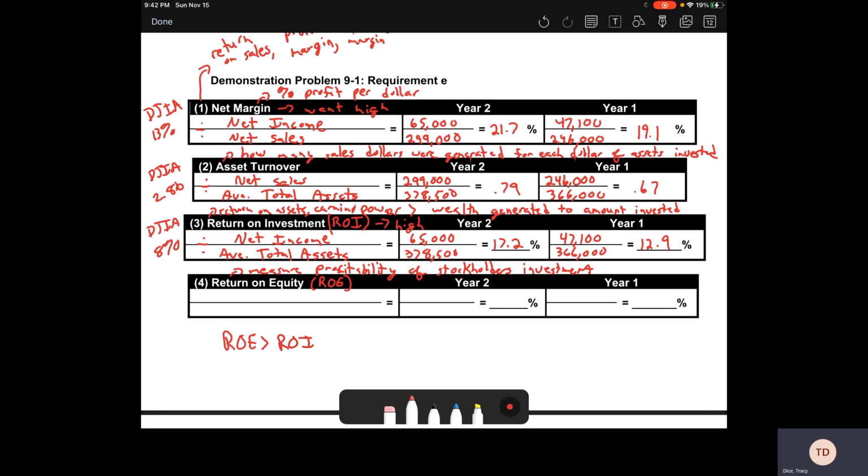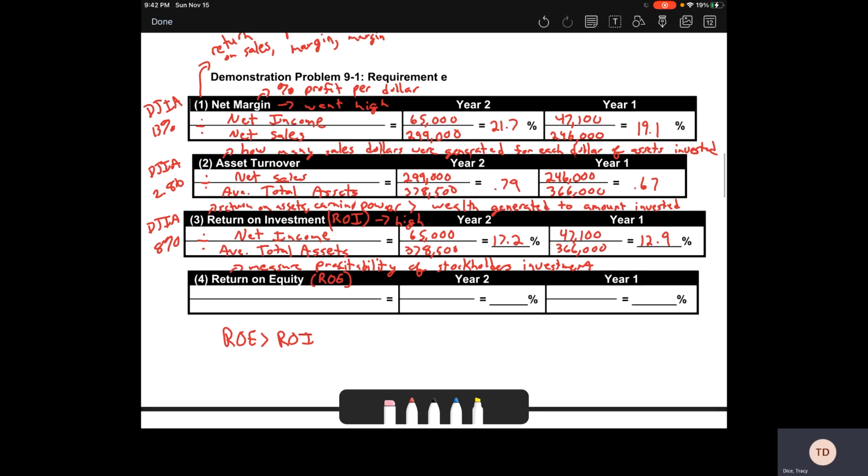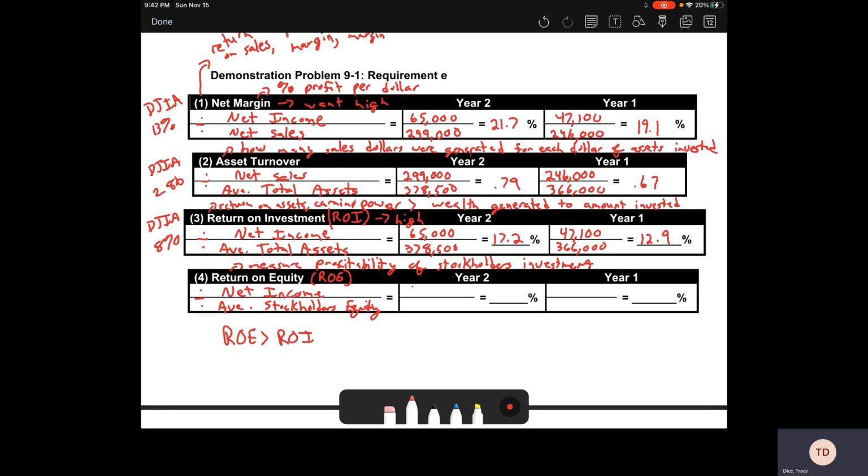So to find your return on equity, we again look at our net income, and we're going to divide it by our average stockholders' equity. We already know our net income for both years from the previous videos.